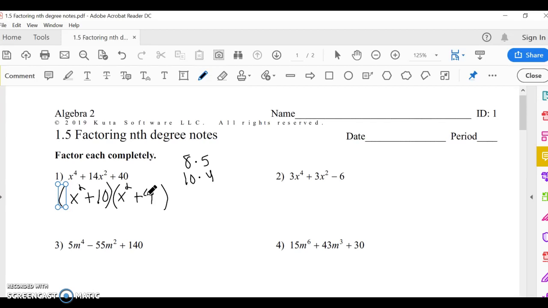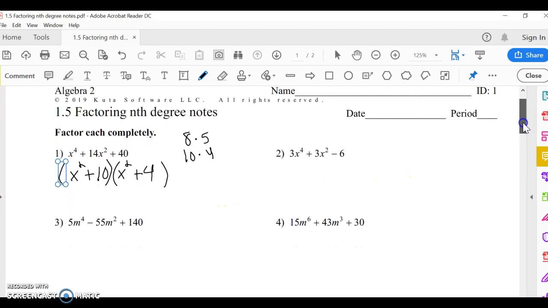All right, let's look at number 3. What I'm going to do is show you how to do these, and then I want you to go back and check the even problems at the end of this video to see if you can get them right. All right, so number 3. We have 5m to the 4th minus 55m squared plus 140.